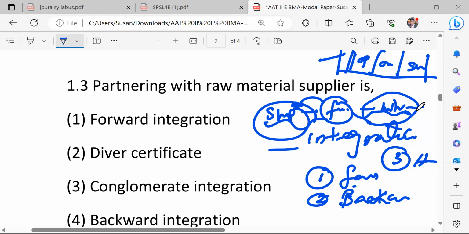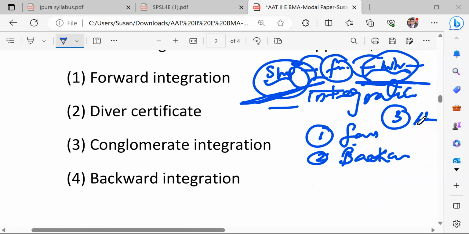In operations, this part is the suppliers' area, this part is the customers' area. If integrating with the customers' area, that is forward integration. If integrating with the suppliers' area, that is backward integration. Partnering with a raw material supplier is backward integration. The correct answer is answer number 4.